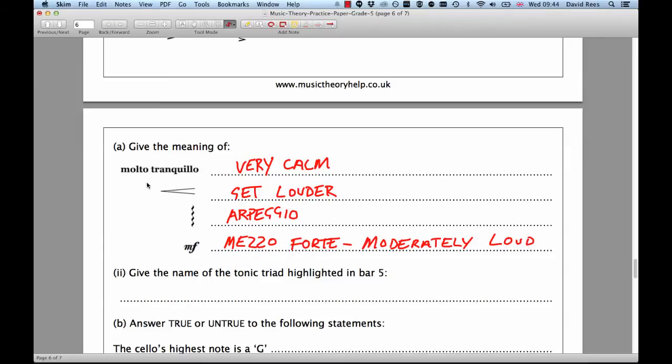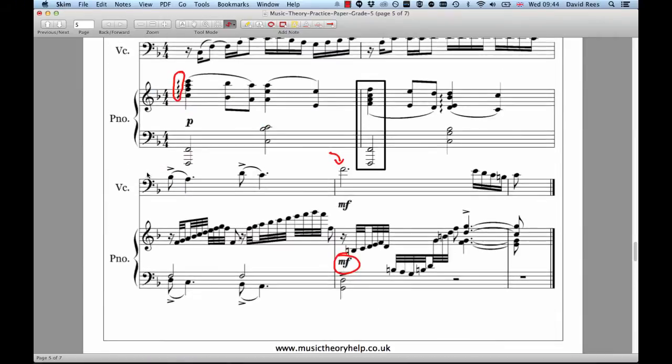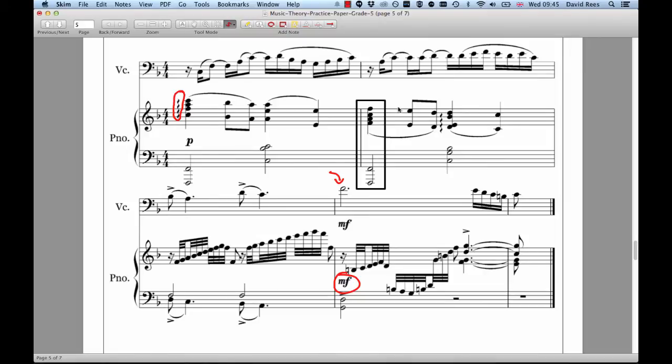The next part, part 2, says give the name of the tonic triad highlighted in bar 5. So let's go and have a look at bar 5. Here we go. Obviously, this sort of box doesn't normally appear in music, so someone's come in and drawn that to point out this particular chord to us and ask us what chord is it, and they've told us it's the tonic chord of the music, and that's a really important clue because that tells us lots of information about what this chord is and what it might mean.